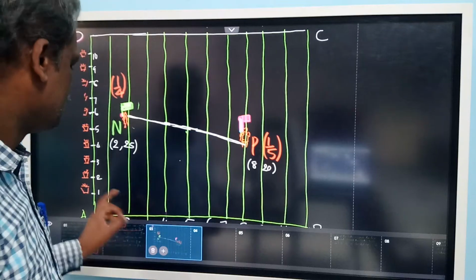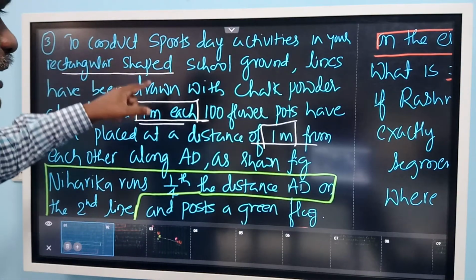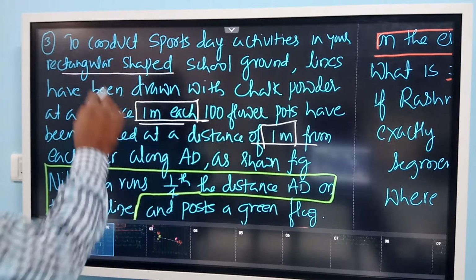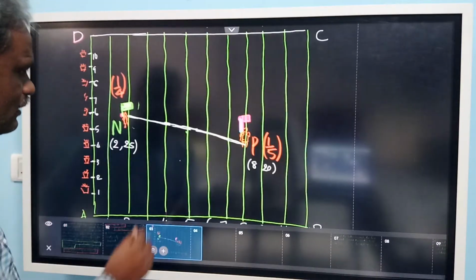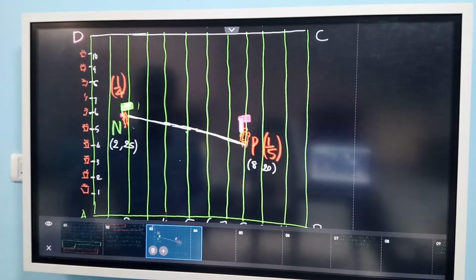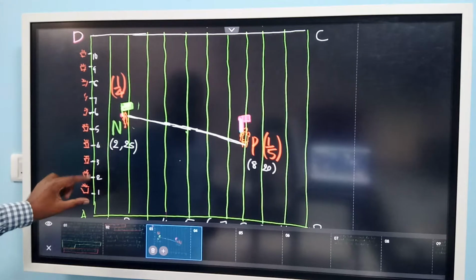Yes, look at this. Once again, look at this. Sports day activities will be conducted in a rectangular shaped field, and vertical lines are drawn. The distance between them is 1 meter, and flower pots are kept along AD, and the distance between any two consecutive pots is, as I told, 1 meter only.